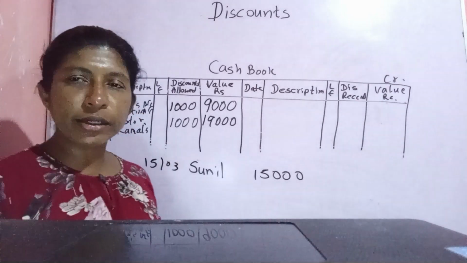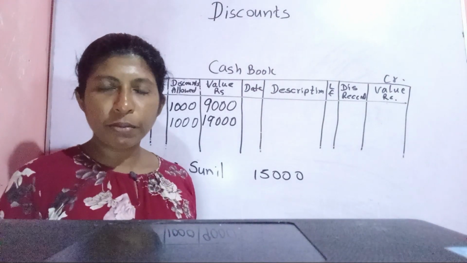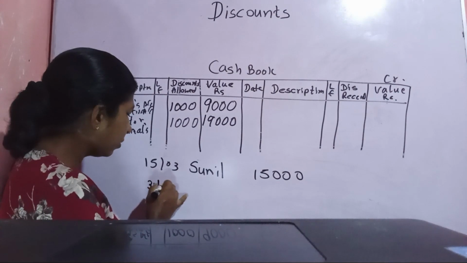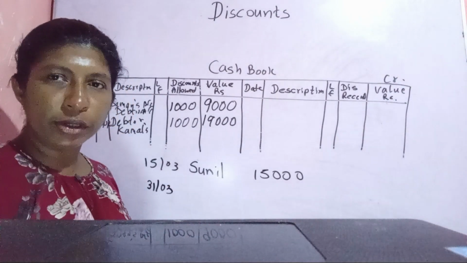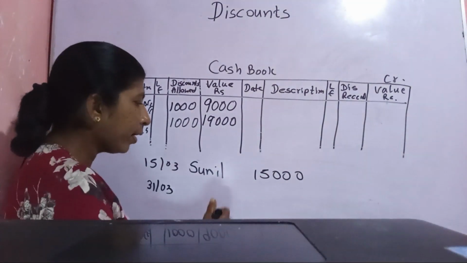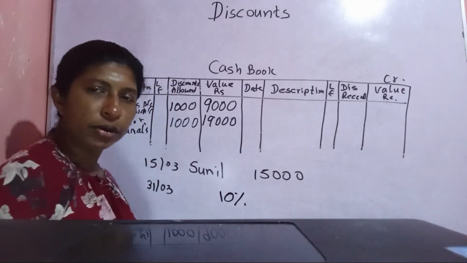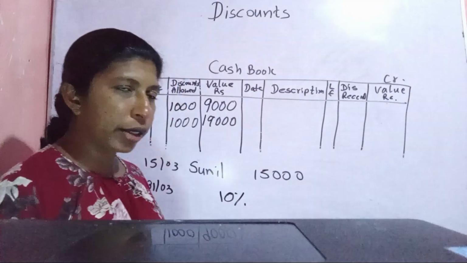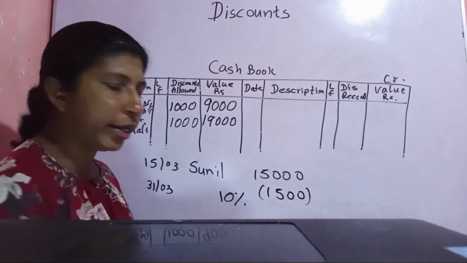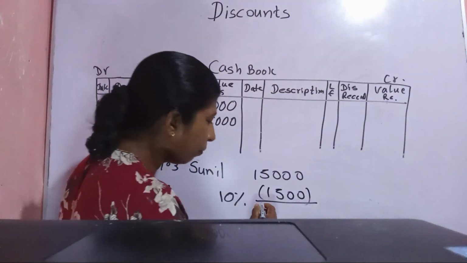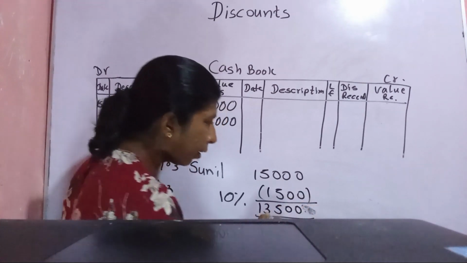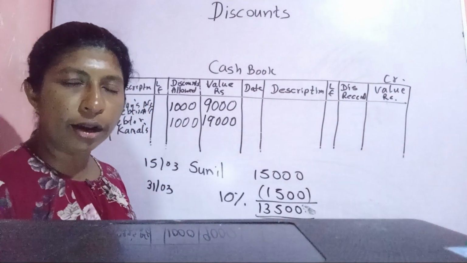Sunil has given us a credit period of 1 month, but we have settled this money earlier, on 31st March. Then Sunil has given us a discount of 10%. 10% of 15,000 is 1,500. 1,500 is our discount. Therefore, we have to pay 13,500 to Sunil to settle our dues.